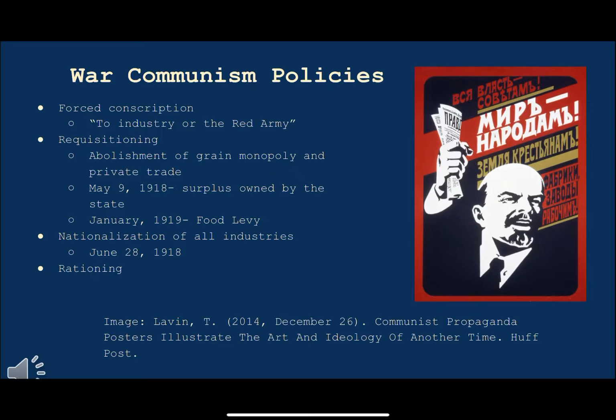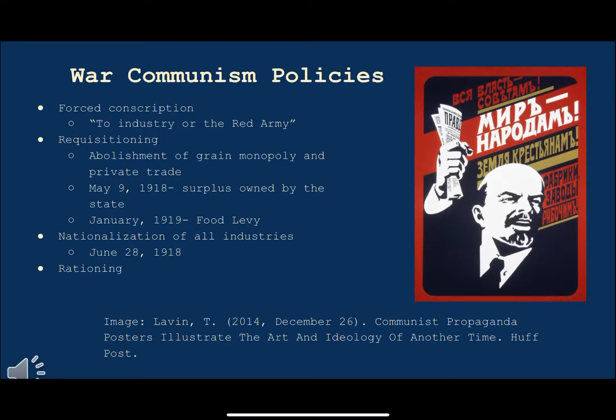To minimize the power of the kulaks and assist the Red Army, war communism policies were established during the Civil War. One of the first policies was forced conscription, or the militarization of labor in essential industries. The motto was industry or the Red Army, helping the revolution as a soldier or a worker.